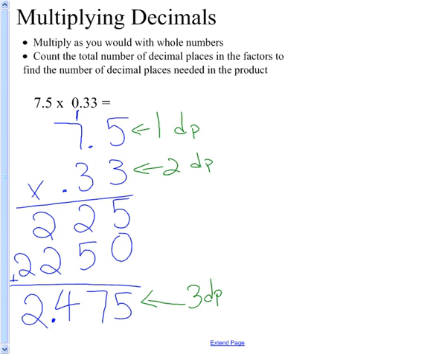Okay, that's how you multiply with decimals. Good luck.